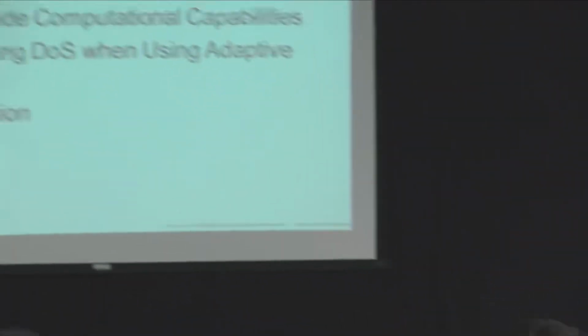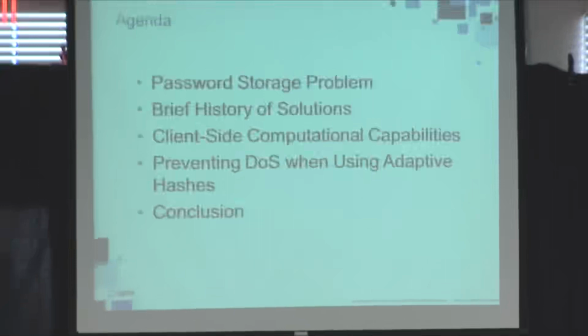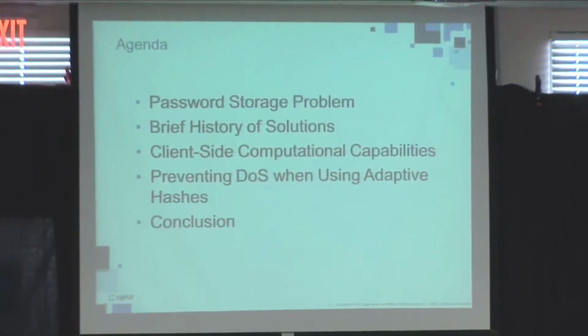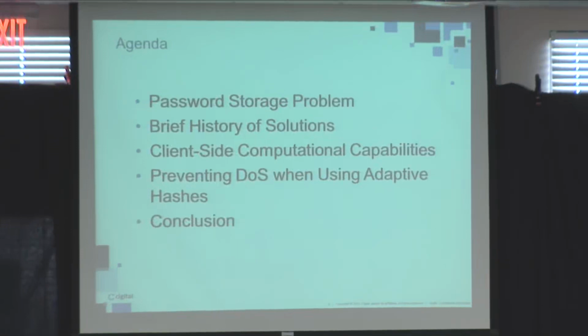All right, so we're going to go into the history a little bit about password storage and how we got into the area of adaptive hashes, why it's important for us to use adaptive hashes, and then we'll get into the problem of denial of service when you are using adaptive hashes. So we're going to start off by just talking about password storage, what the problem is, in the context of when you're storing passwords for your application's users.